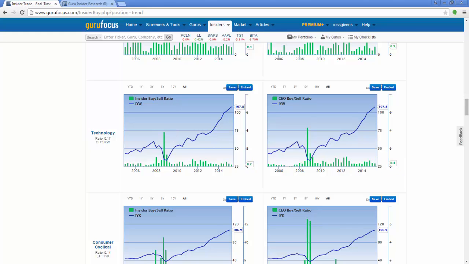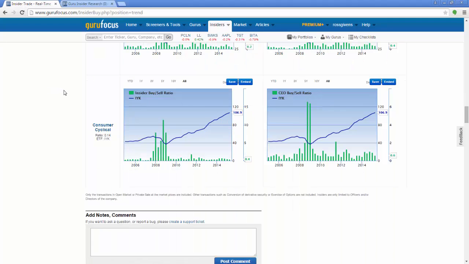So again, it's not going to tell you what the sector is going to do tomorrow or next week, but it does give you a pretty good idea for the long-term outlook, what these individuals are seeing as opportunities.